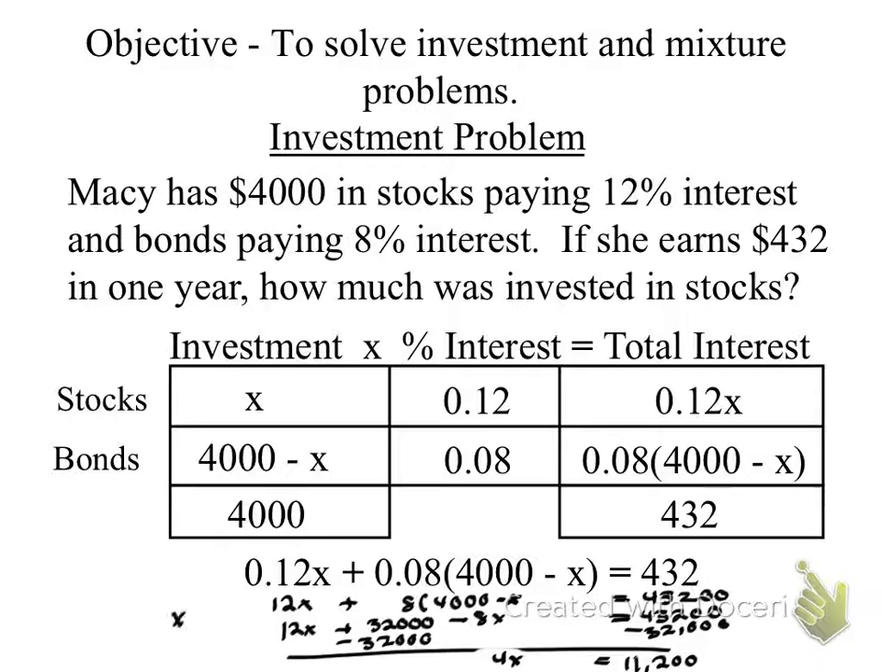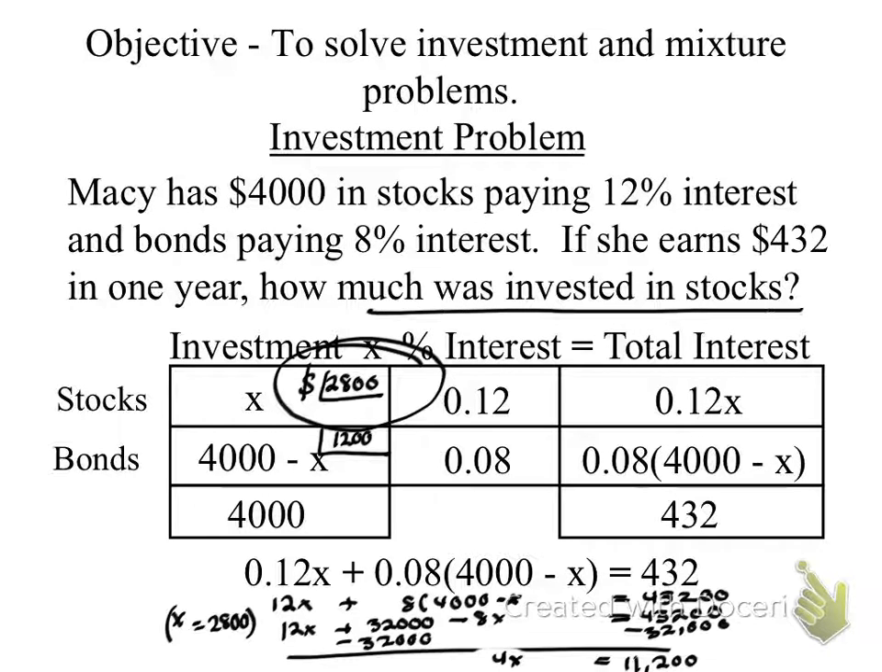So x equals 2,800. Now, if they ask me for both, I can figure it out because 4,000 minus 2,800 would be 1,200. But the only answer I'm going to put in my answer column will be this $2,800 right here, because all they're saying is how much was invested in stocks. I always go back to my word problems and make sure I'm answering what they want. Am I clear?